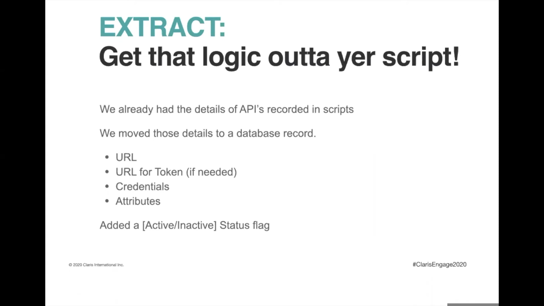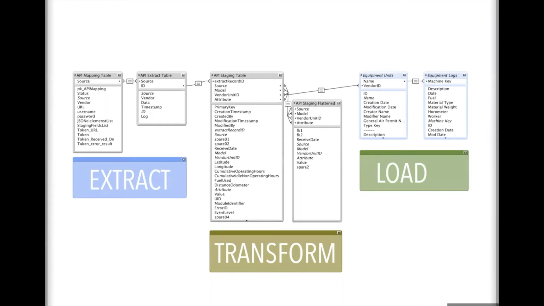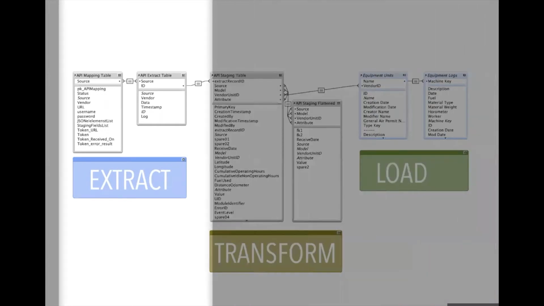And it got to be fun because we could add an active-inactive flag to the record, and we could take it out of circulation if we needed to. So what wound up happening is the extraction did not get more complex in regards to the underlying database. It looks pretty much like this.